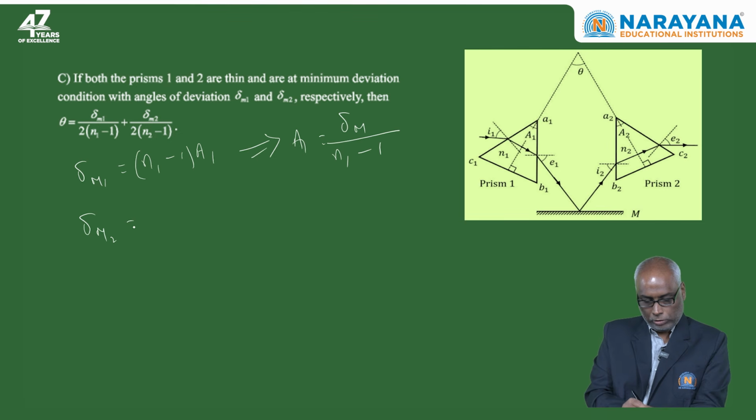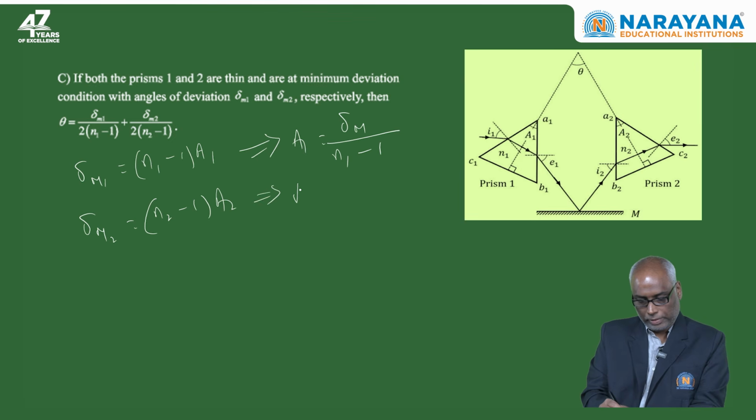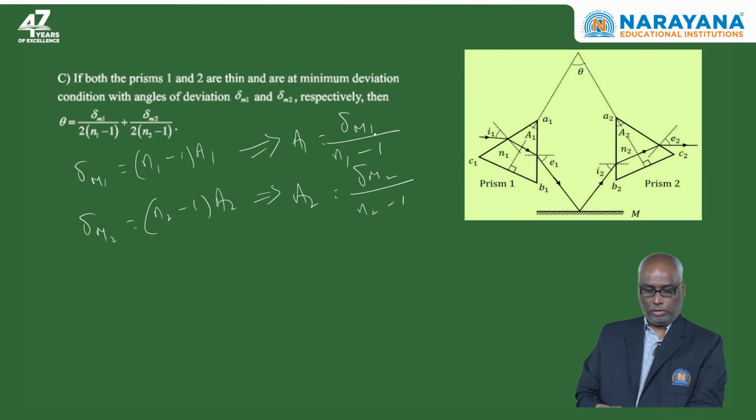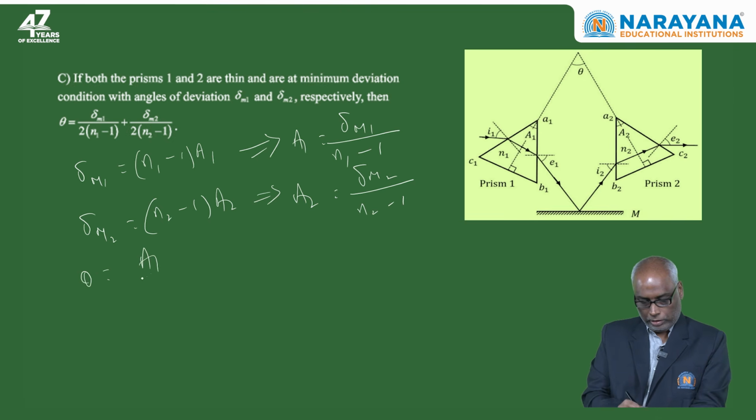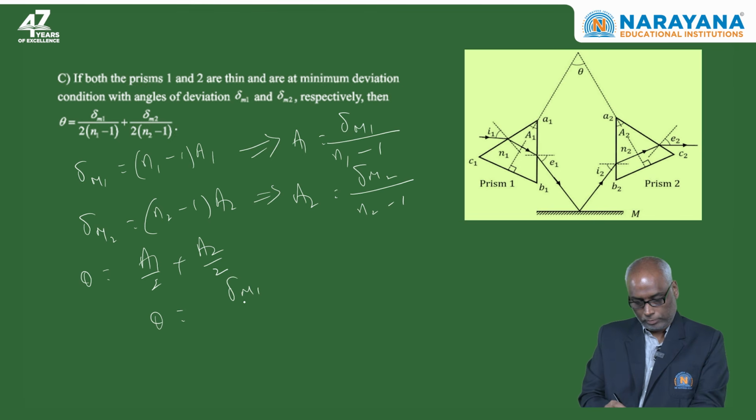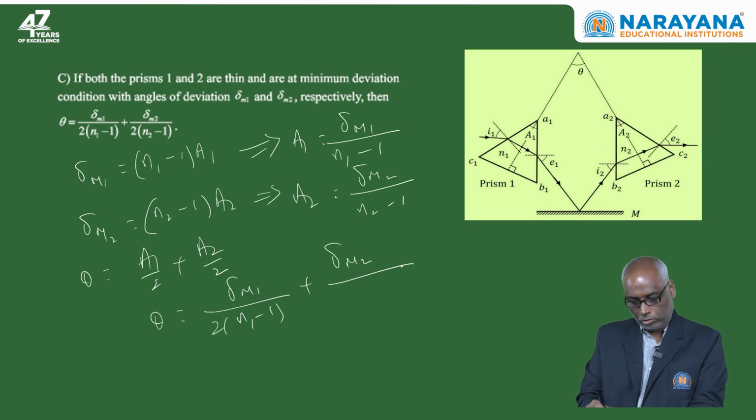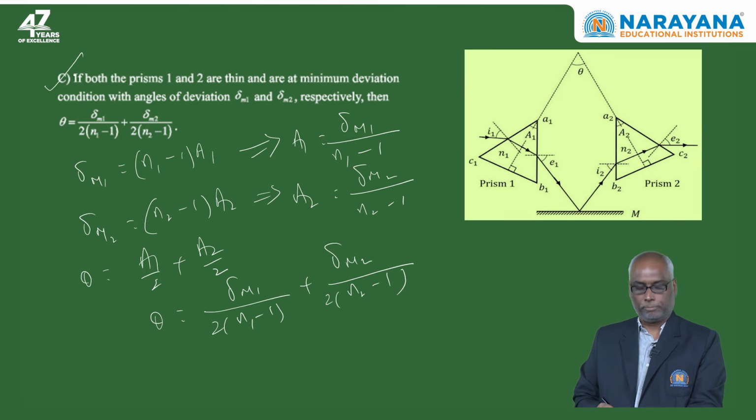Similarly, delta M2 is equal to (N2 minus 1) into A2. This implies A2 will become equal to delta M2 divided by (N2 minus 1). Here also is M1. Now, once we got A1 and A2 from the diagram, we can see that theta is equal to A1 divided by 2 plus A2 divided by 2. So, theta will become equal to delta M1 divided by 2 into (N1 minus 1) plus delta M2 divided by 2 into (N2 minus 1). So, from this option C should be correct.